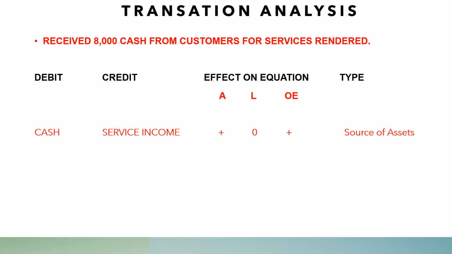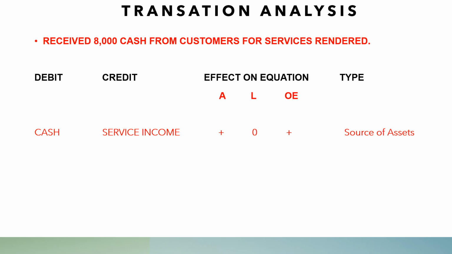Next transaction is received 8,000 cash from customers for services rendered. So when the company rendered services, that is service income. So income increased. To increase income is to place it on the credit side. So that's why we place here credit service income. Then, since the company received cash, the cash of the business increased. So to increase cash is to place it on the debit side.